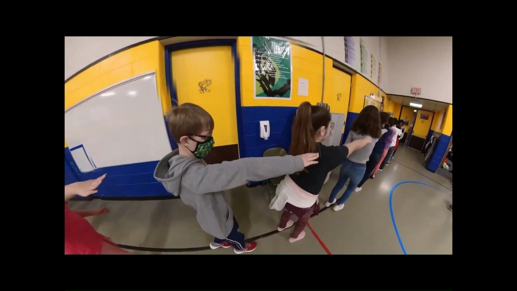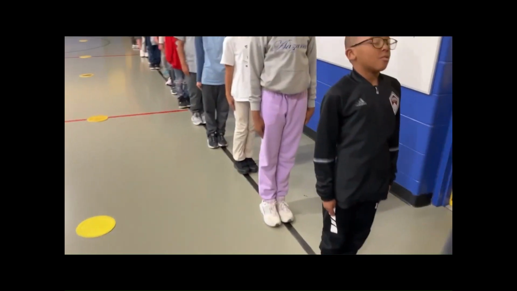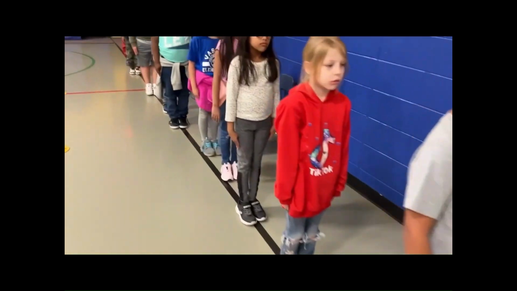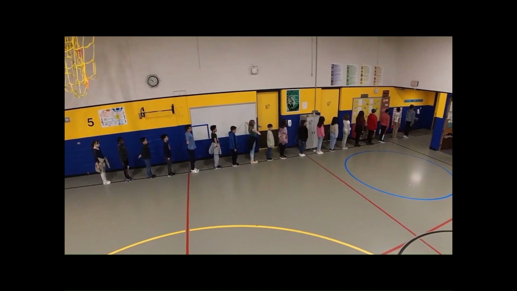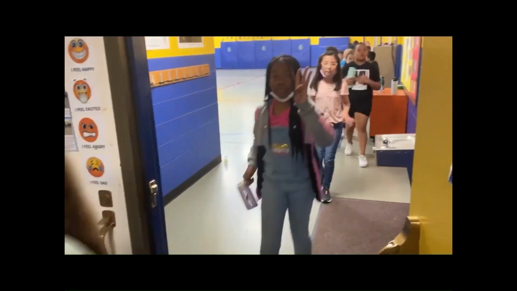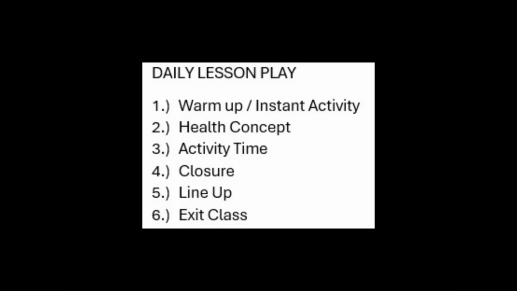Last, when it's time to line up, I have my own unique way of lining up. I offer classes free PE time if they can line up perfect. Once my students are lined up and look ready for the hallway, they have one more job that I require before they exit, which is their daily effort grade. My students have to show me a nonverbal grade as they exit the gym. I do this to hold them accountable for their behavior every class period. If you use these components in every lesson, your classes will be more predictable throughout the school year.